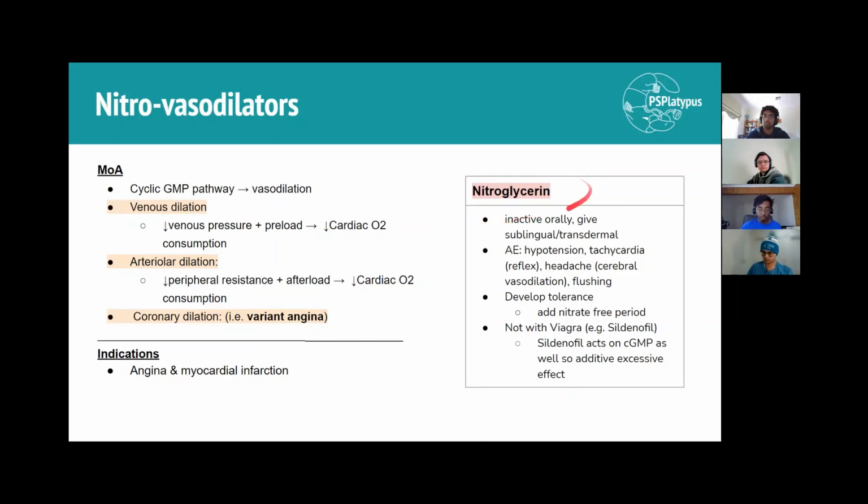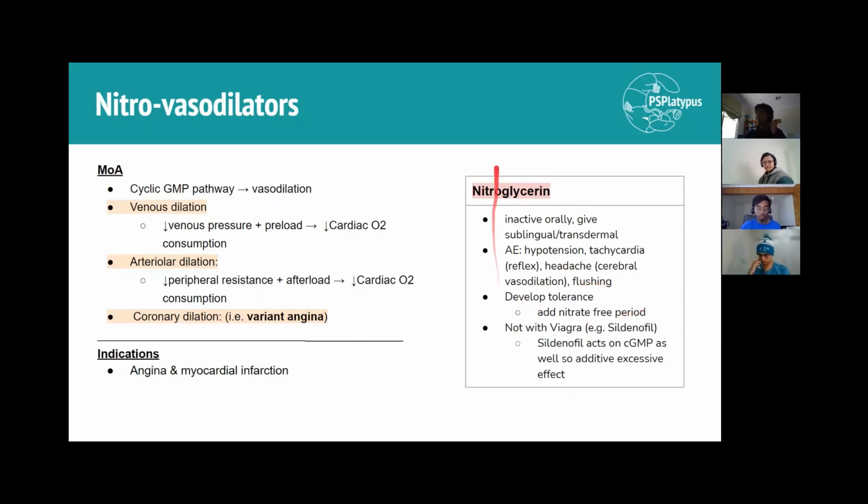Okay, so here's an example. Nitroglycerin is the example that we talk about. We give it sublingually or transdermally. There are some side effects related to hypotension, which makes sense because we're dilating vessels. Reflex tachycardia: because of the drop in blood pressure, to compensate, your heart may pump more, and that may exacerbate angina, so you need to be careful with that. Because of cerebral vasodilation, it leads to headache, and flushing because of the peripheral vasodilation.